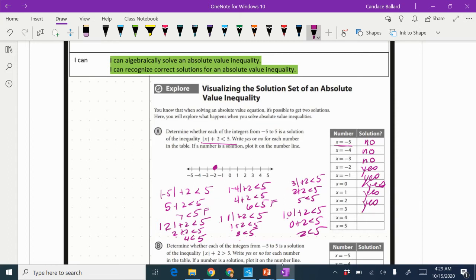The absolute value of 3 is 3, plus 2 is 5. We know that 5 is not strictly less than 5, so that's no. And then the absolute value of +4 is 4, plus 2 is 6. That one's definitely no. The absolute value of 5 is 5, plus 2 is 7, which is definitely not less than 5. So that one's a no as well. So the ones that are yeses, I'm going to plot. So I've got -2, -1, 0, 1, and 2.